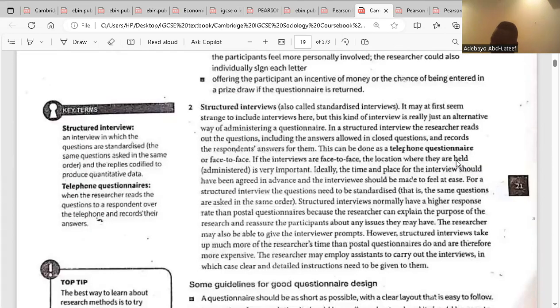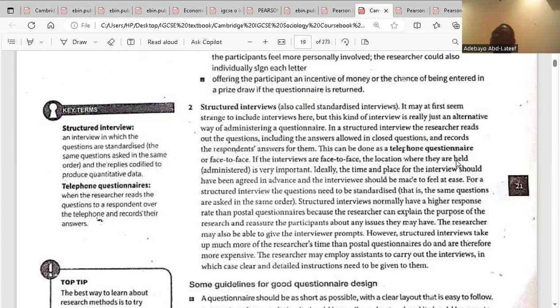For structured interview, I wrote, this is an interview in which the questions are standardized and the replies produce quantitative data. For the difference here, the first one we talked about, for questionnaires, what we get from them is qualitative, especially when it comes to self-completion questionnaires. But when it comes to structured interviews, they are done to get quantitative data. Do you get it? Yes. The responses are quantitative data.